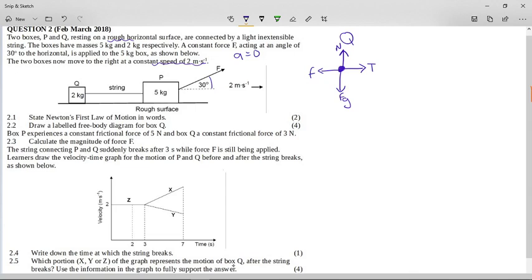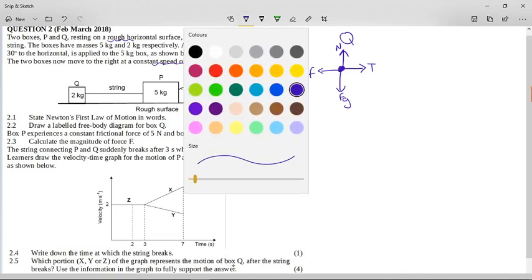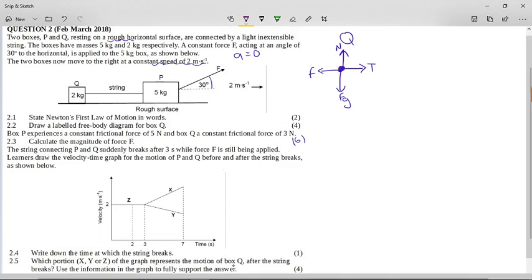Now it says calculate the magnitude of force F. This is actually worth 6 marks. Okay, so you know it's not just a one and done, easily answered. So for 6 marks, we have to figure out what's going on. Now, the first thing, the moment you have 2 blocks, you need 2 diagrams. You cannot ever solve these questions with only 1 diagram.